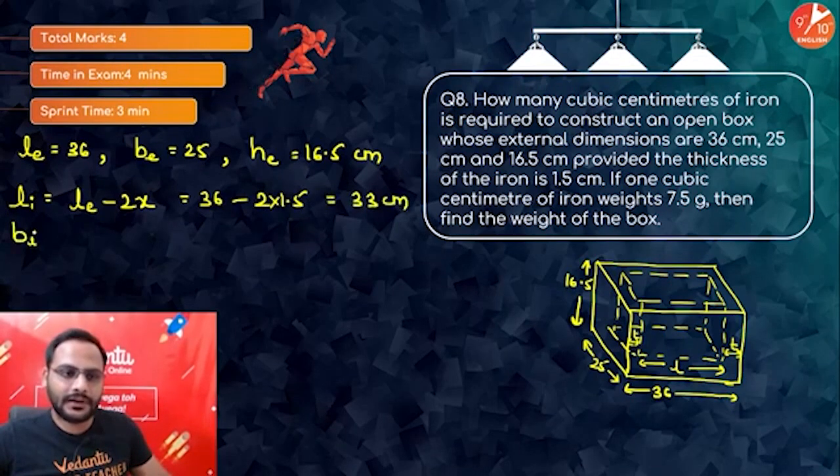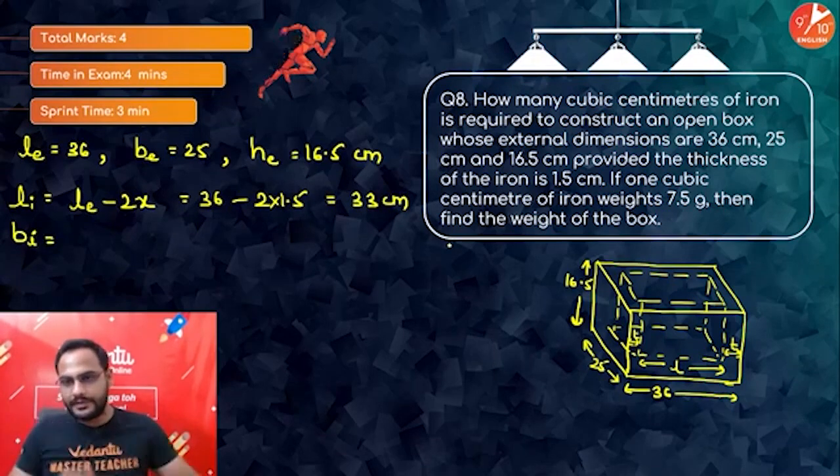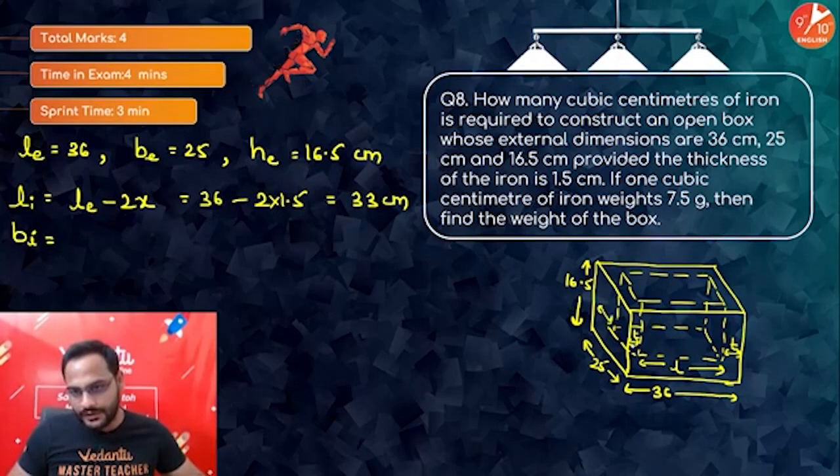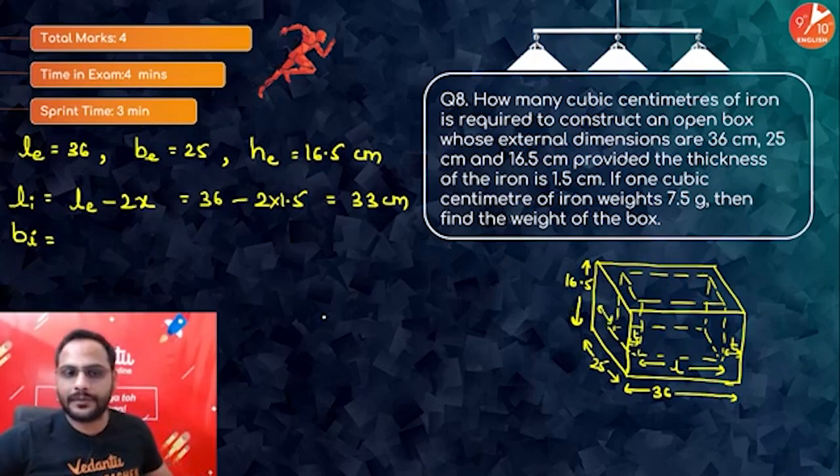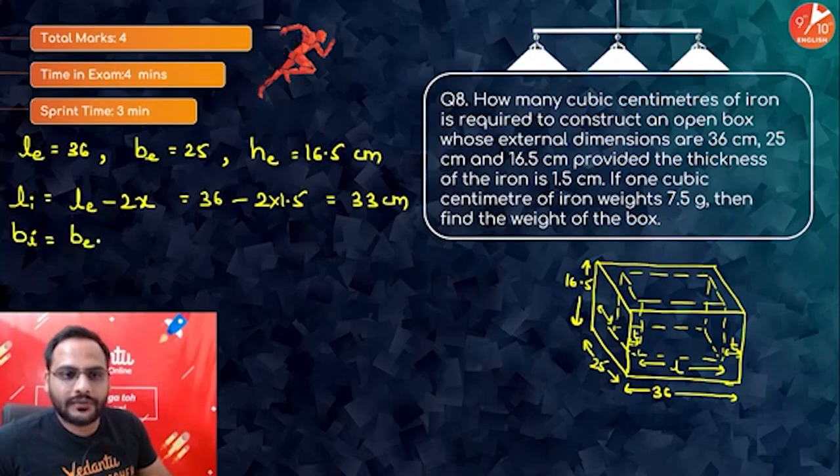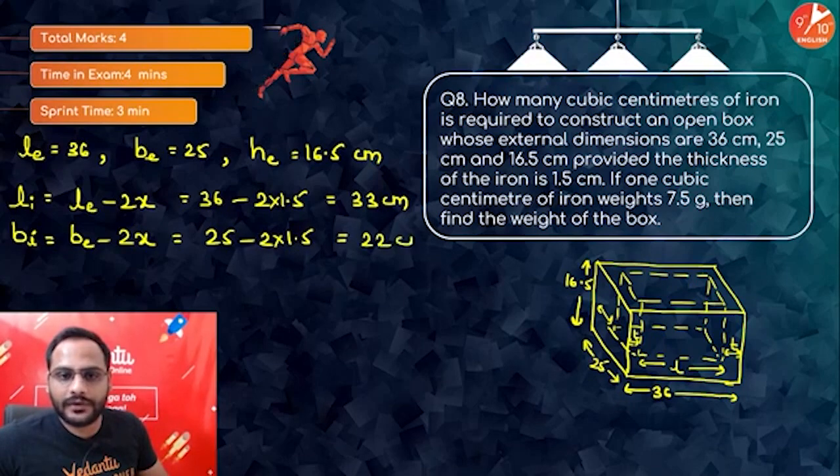Similarly breadth, internal breadth, तो breadth भी भाई देखो, thickness will be over here, thickness will be over here, breadth wise as well. So breadth of the external minus 2 times of x, the thickness. So 25 minus 2 times of 1.5, which is equal to what? 25 minus 3, 22 centimeters.